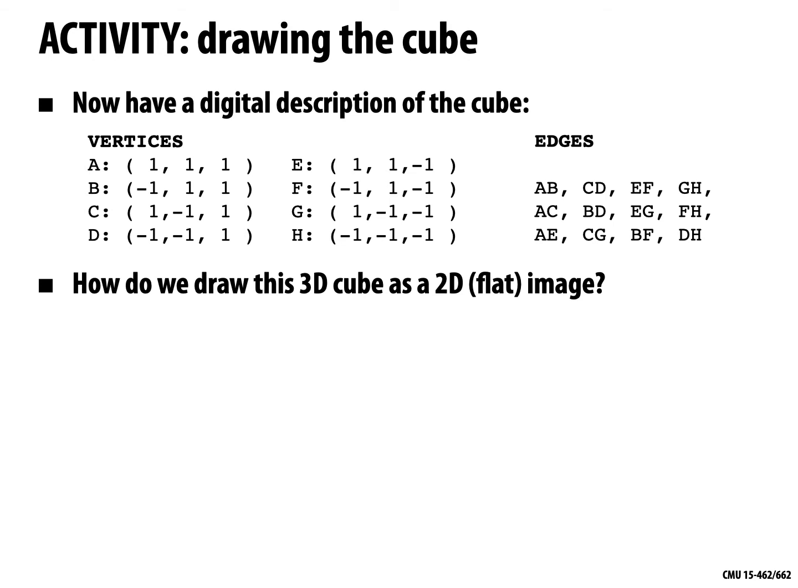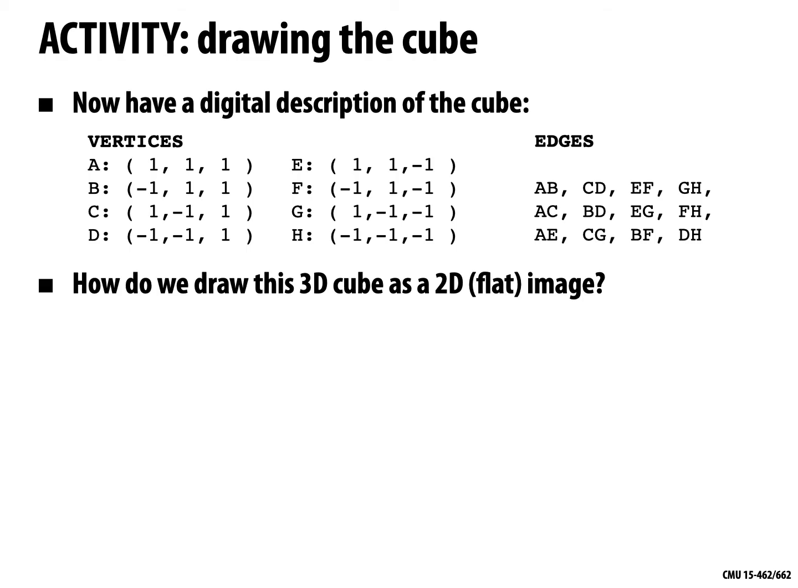Well, what do you think? I mean, the basic problem here is we have 3 coordinates for every vertex, but if we want to draw it on a 2D piece of paper, we need 2-dimensional coordinates. So how could we take these 3 coordinates and turn them into 2? That's our basic rendering problem, at least for today. What do you think? Okay, well, there are a lot of possibilities here.